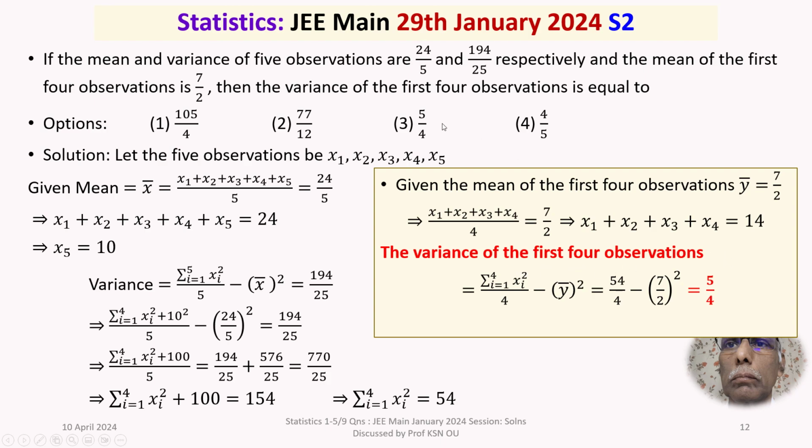Let's look at our options. Our answer 5 by 4 appears against option 3. The answer to this question is option 3. That is the detailed discussion of the solution of the problem, and it is also an easy question. Now I am sure that you have understood the solution of this problem. Let's move to the next question.